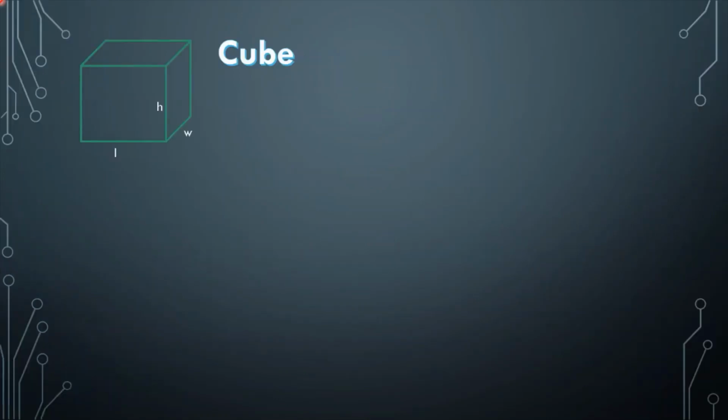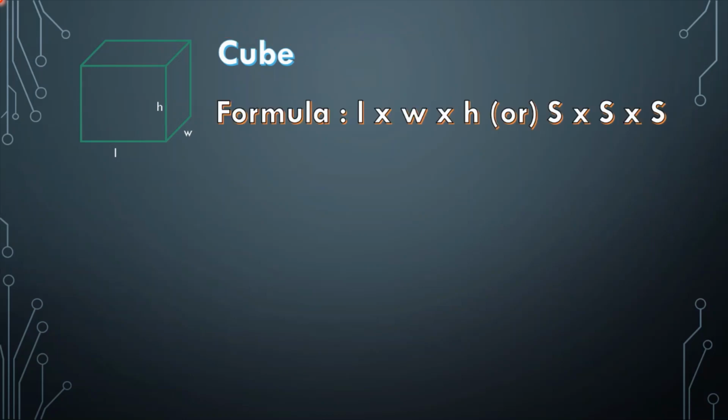Volume of a cube. You see, a cube is made up of squares. Squares have equal sides, so a cube also has equal sides. So the formula is side times side times side. And the formula length times width times height also works with a cube.